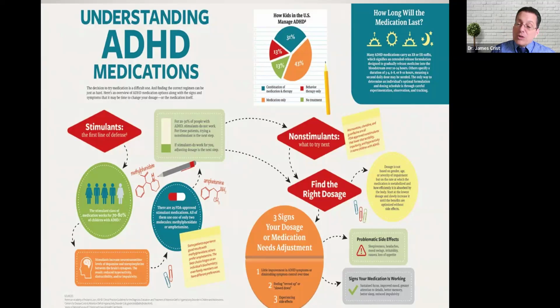Dosage, for the most part other than Strattera, is not based on gender, age, or severity of impairment, but on the rate at which the medication is metabolized and how effectively a person's body absorbs it. So you can have a young child who needs a higher dose, or an older child who needs a lower dose. It all depends on how your body metabolizes it.